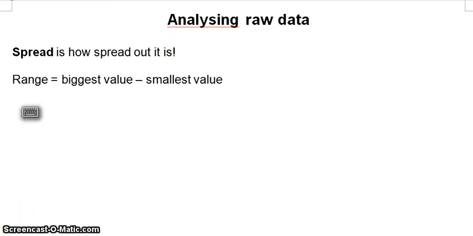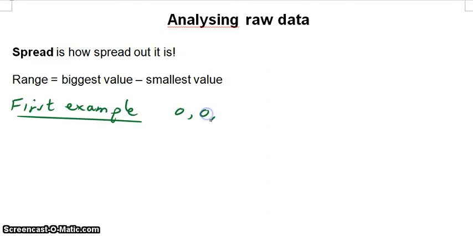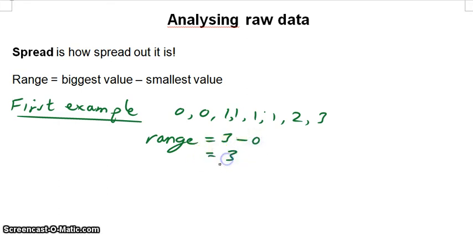So in the first example that we've just done, we had 0, 0, 1, 1, 1 again, 2 and 3, and so the range is simply 3, which is the biggest, take away 0, which is the smallest, which is 3. So the range is 3 pets. That's how spread out it is.